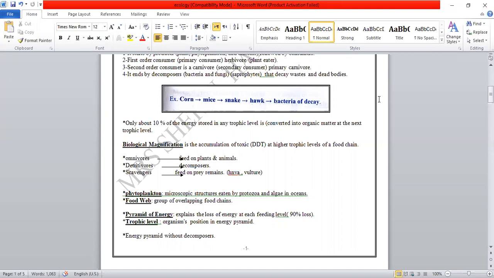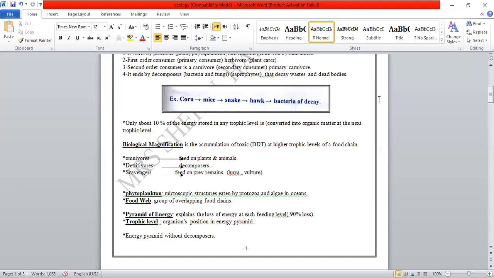So only about 10% of the energy stored in any trophic level is converted into organic matter at the next trophic level. Only 10% of the energy in a trophic level is transferred as organic matter to the following trophic level, and the rest, 90%, is lost. Do you understand so far?